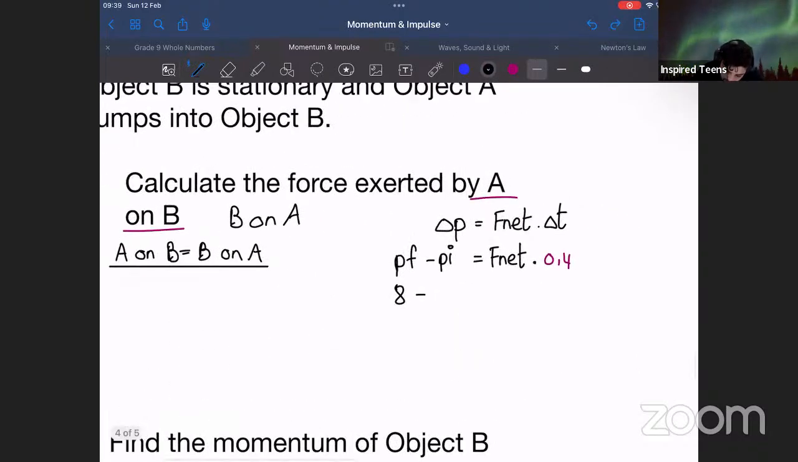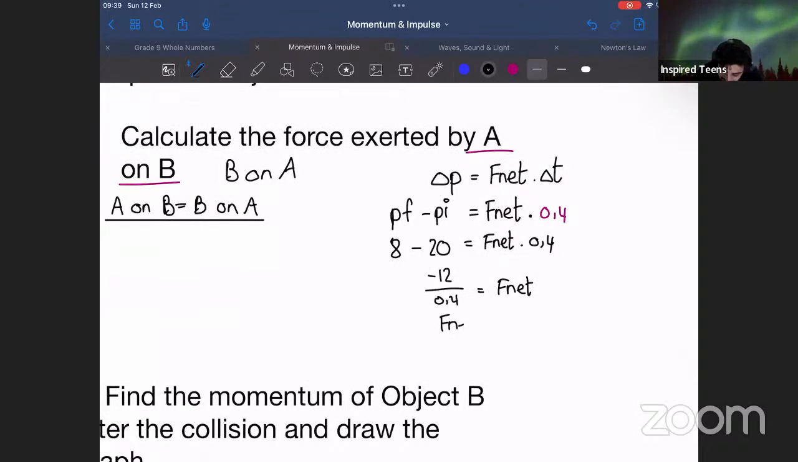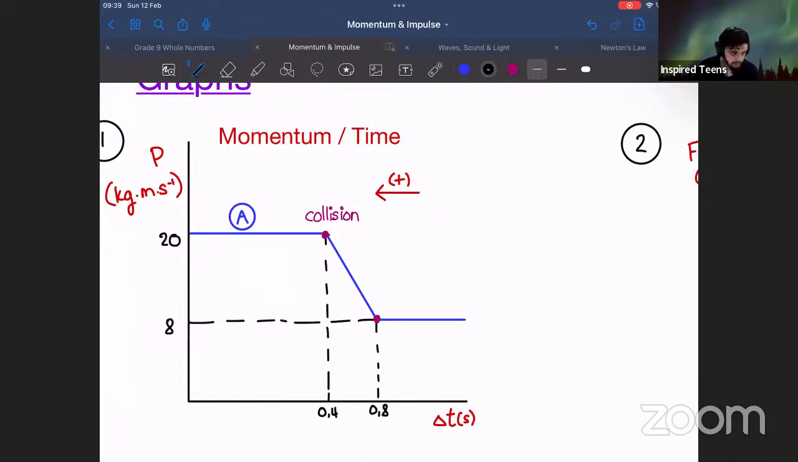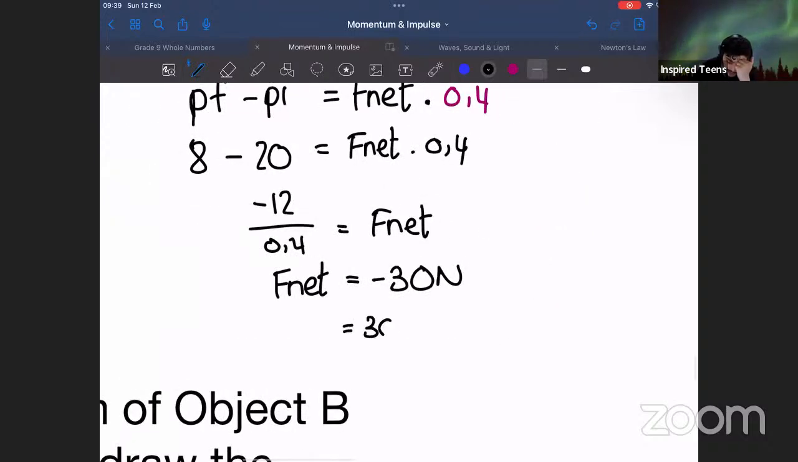Okay, so 8 minus 20 is equal to F net times 0.4. Here we get negative 12, and I take that divided by 0.4, which is going to give me my F net. I get F net as negative 30. Remember, in physics, negative represents direction. In this case, they said that left is positive. If left is positive and I'm getting a negative answer, that means that it's 30 newtons to the right.